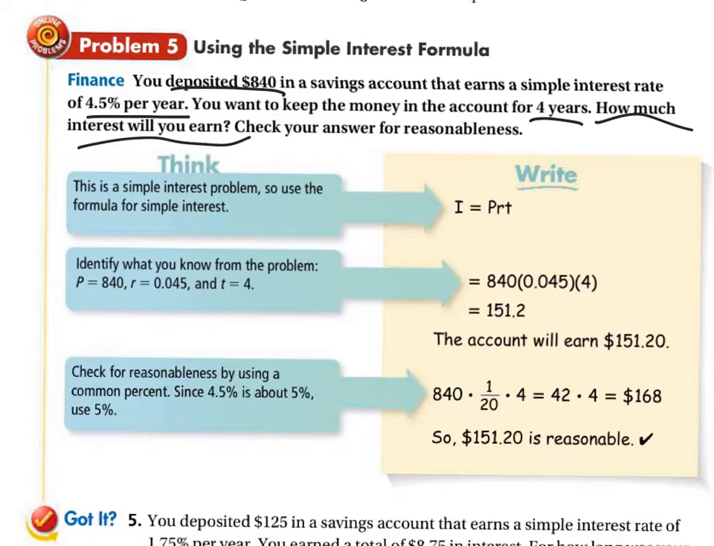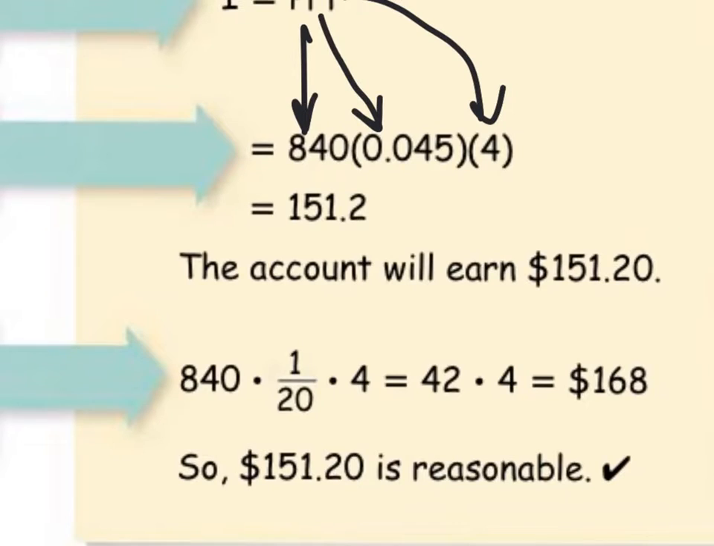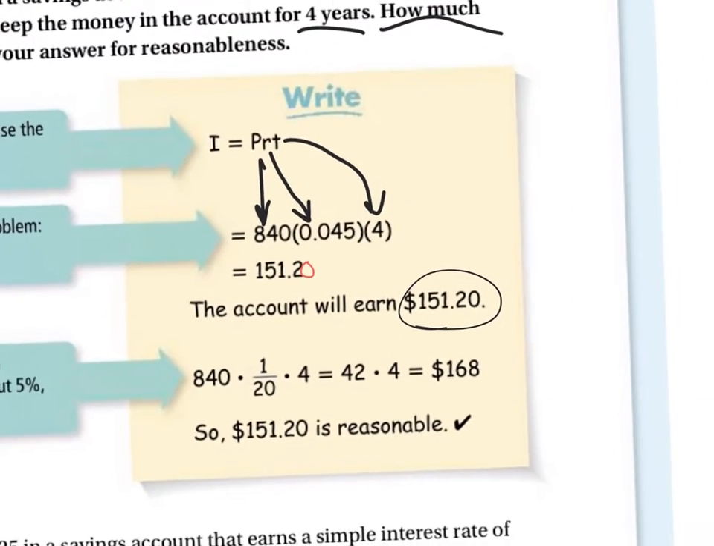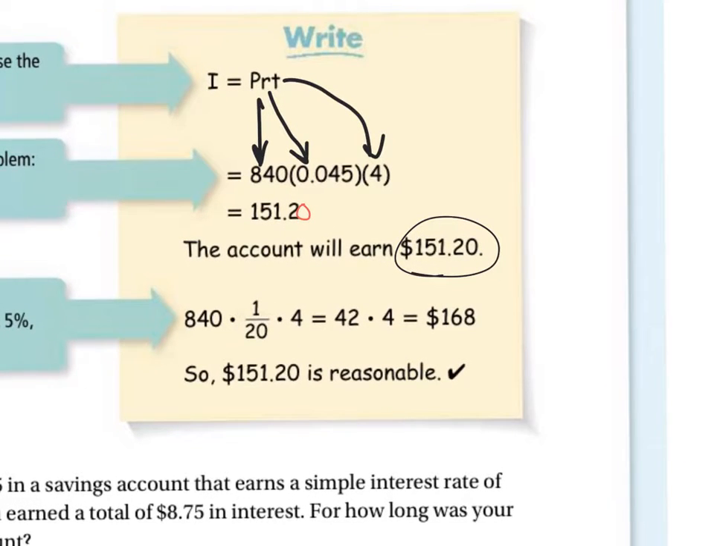So they just took the formula. The principal, the amount they invested, is $840. 4.5%, they changed that over to a decimal, moved the decimal 2 spots to the left, and then the time is 4 years. And again, at that point, it's just multiplying those together. You get 151.2. Since we're talking about money, we can add a 0 on the end, which is $151.20.